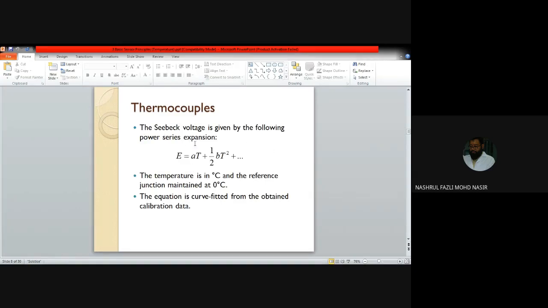Now we go back to Seebeck, 200 years ago. The Seebeck voltage is given by the following power series expansion. So this is the equation. The temperature is in degrees Celsius and the reference junction is maintained at 0 degrees. The equation is curve fitted from the obtained calibration data. So this is how you get the equation.